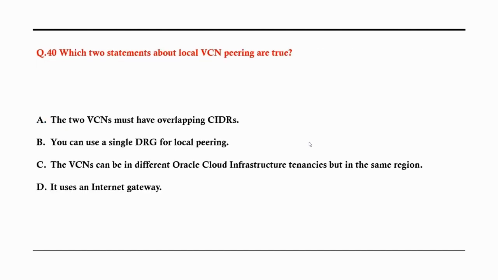Question 40. Which two statements about local VCN peering are true? The correct answer is B and C. B states you can use a single DRG for local peering, and C mentions that the VCNs can be in different Oracle Cloud Infrastructure tenancies but in the same region.